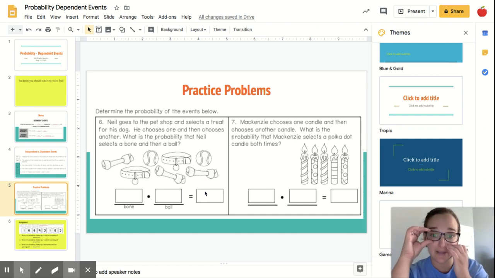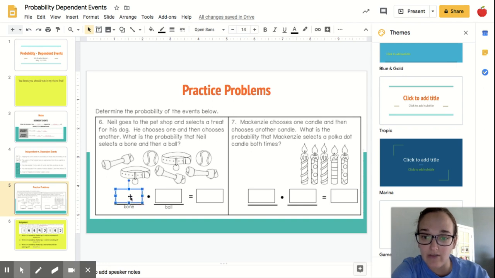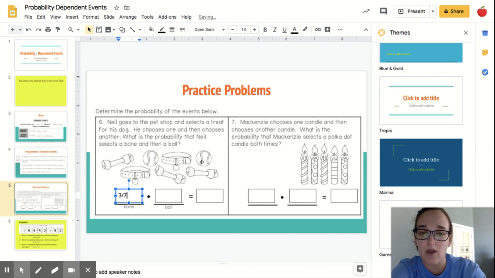These are dependent, okay? So Neil goes to a pet shop and selects a treat for his dog. He chooses one and then chooses another. What is the probability that he selects a bone and then a ball? Let's focus on the first event first. How many bones are there? There's 3 bones out of how many total things? 1, 2, 3, 4, 5, 6, 7. So the probability of drawing a bone is 3 out of 7. Now I have taken that bone, and it does not say I'm replacing it. I've taken that bone out.